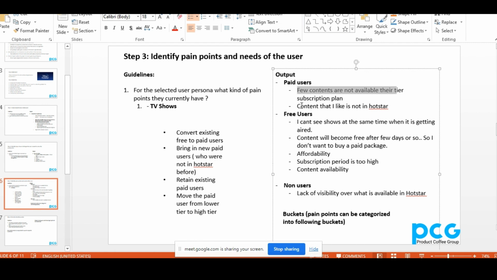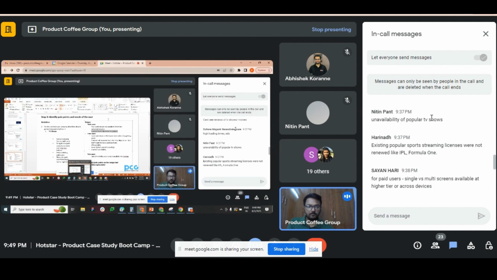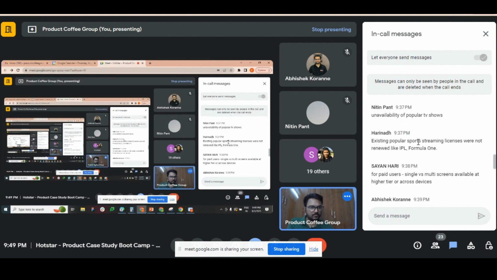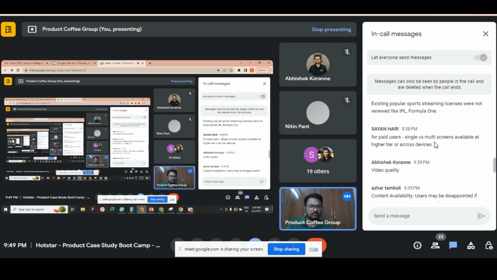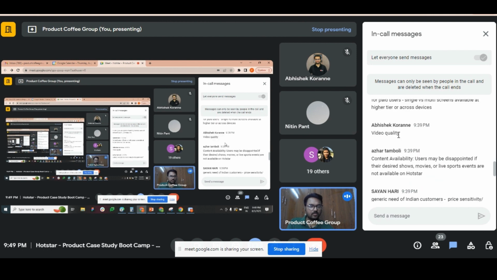Yeah. And content that I like is not in Hotstar. That also talks about availability only. Existing popular sports were not renewed. Basically, content availability for paid users, single versus multi-screen. I think this was video quality.